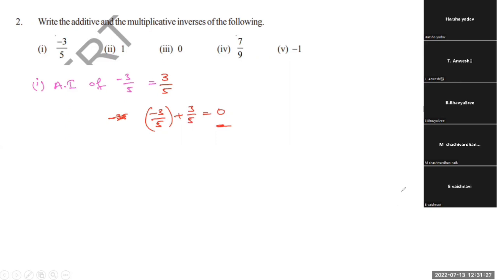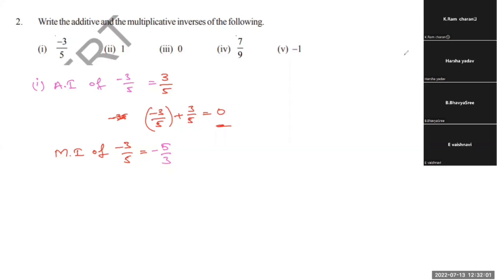Now what is the multiplicative inverse? It is 5 by minus 3. It is minus 5 by 3. Very good. I already told you yesterday, if the negative sign is written in the numerator or the denominator, it is applicable for both fractions. Remember that. Reciprocal is nothing but multiplicative inverse.